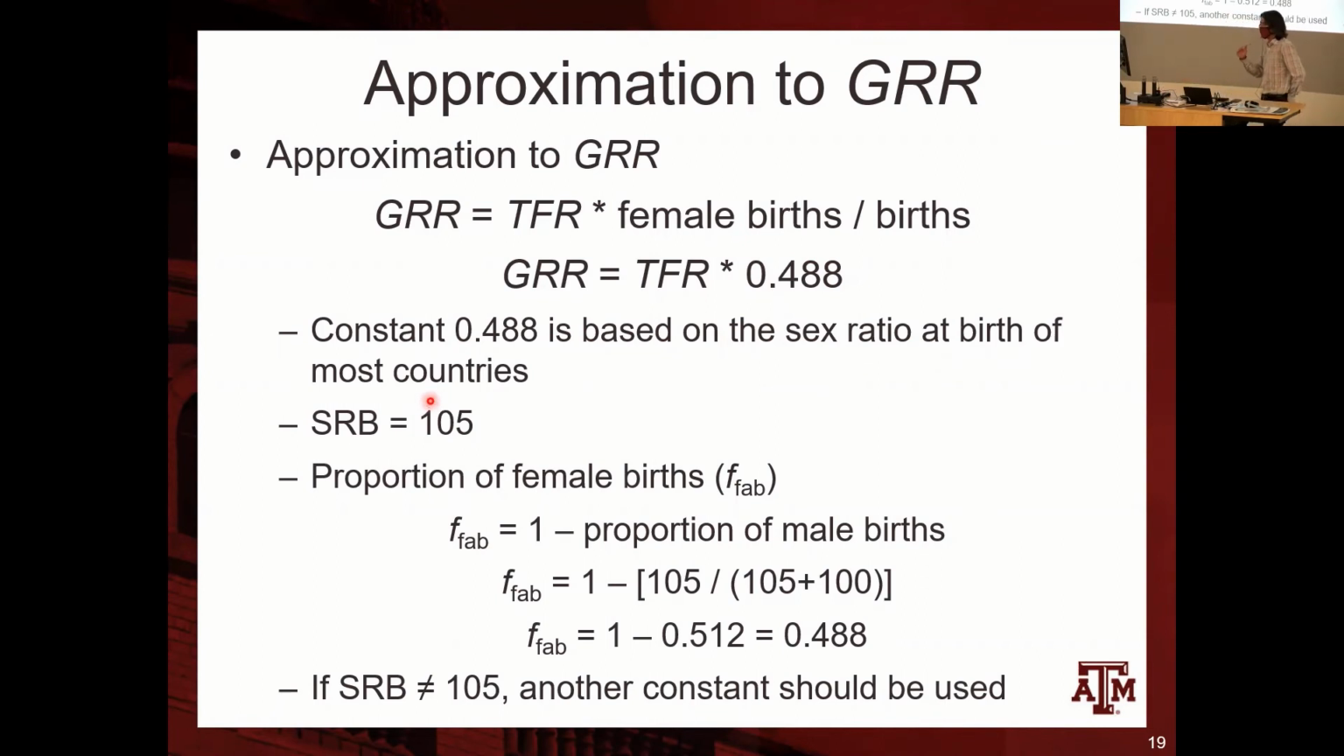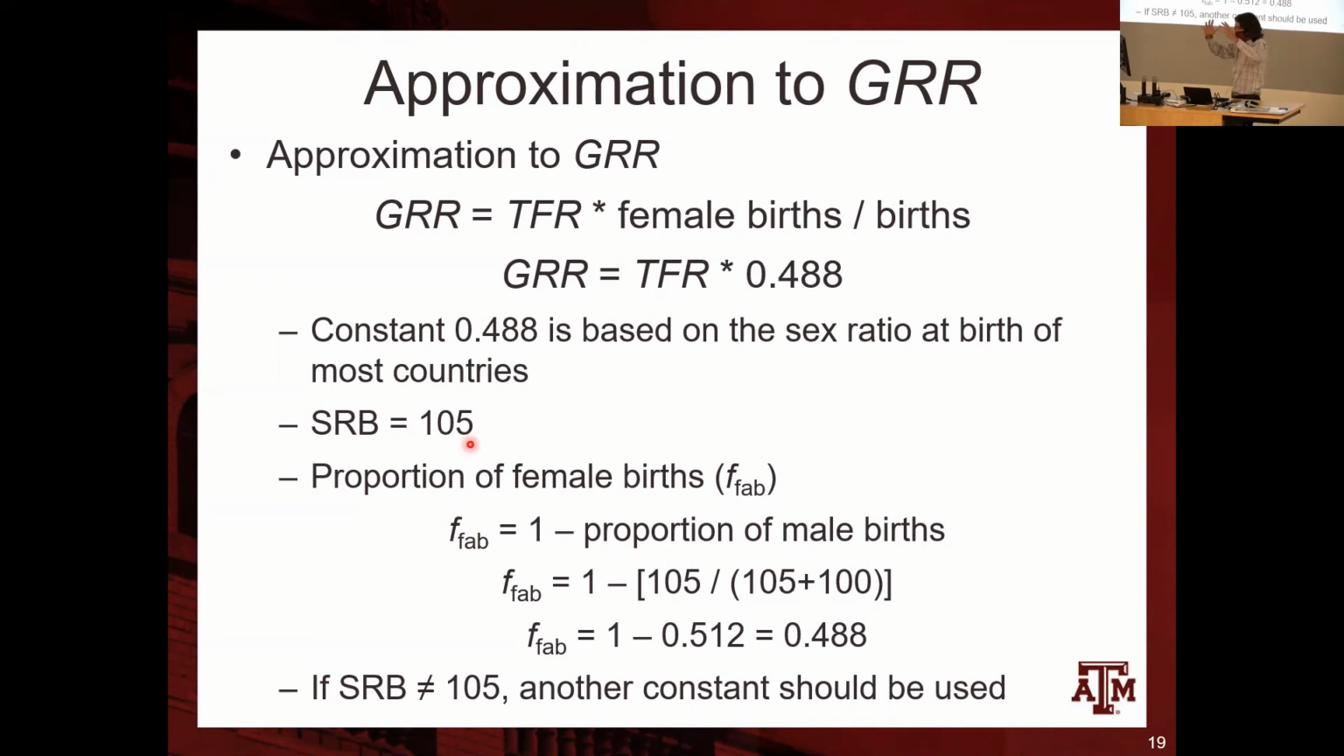The usual sex ratio at birth, when there is no preference for male babies, we would expect 105 boys being born for every 100 girls. So 105 boys for every 100 girls. Sex ratio at birth equals 105. We saw China, Taiwan, South Korea, India, other countries with much higher sex ratio at birth, exactly because there is a male preference.